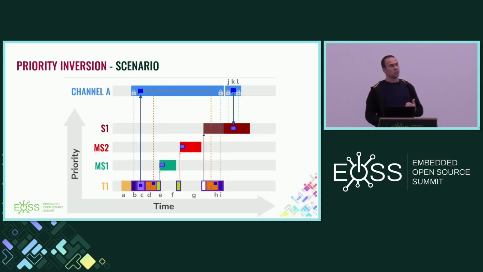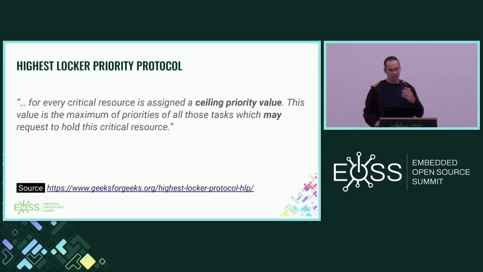Before, we used mutexes for that, but the priority inheritance was not helping in that case, because MS1 and MS2 are not part of the mutex's pending queue, right? So they are out of that. So the priority inheritance of the mutex was not working for that scenario. So I removed mutexes and replaced them with semaphores and implemented a highest locker priority protocol. It is a priority elevation algorithm that works like this.